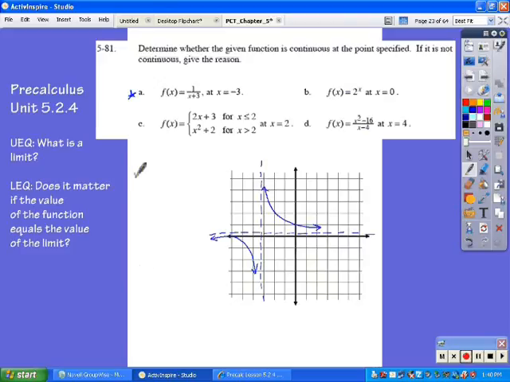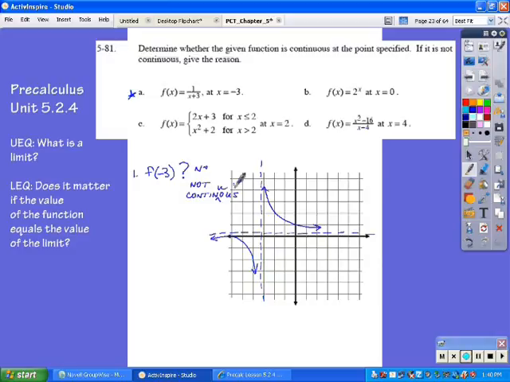And then I ask myself a series of questions. First, does f of -3 exist? That is the first stipulation. So I go to the x value of -3. Is there a point there? No, there's a VA. So no, not continuous. Do I even need to move on to evaluate the limits? The answer would be no. Not continuous. Sorry, I can't spell.